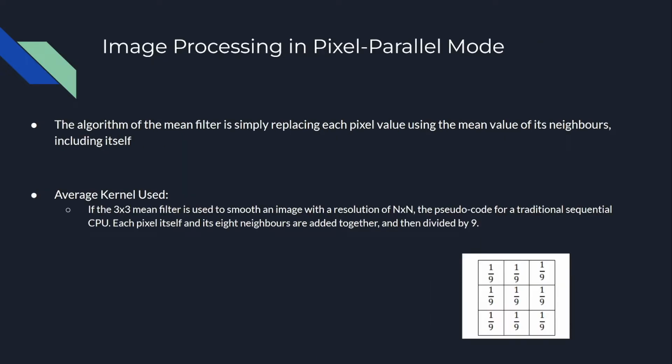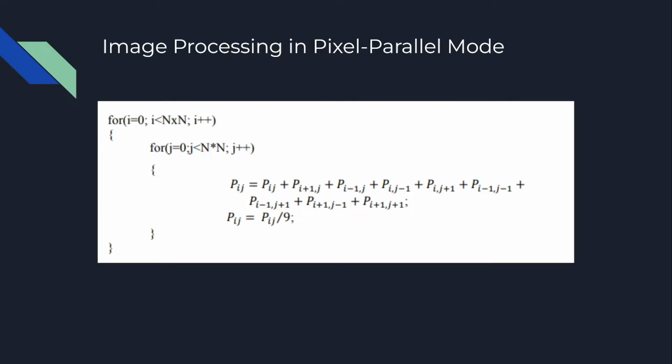So the algorithm of the mean filter is replacing each pixel value using the mean value of its neighbors, including itself. An average kernel is used here on the bottom right. So if the 3x3 mean filter is used to smooth an image with a resolution of n by n, this is the pseudocode for the traditional sequential CPU. Each pixel itself and its neighbors are added together and then divided by 9. As you can see, this is the pseudocode for implementing the filtering. It goes through each pixel, adds up every single pixel in the neighborhood, divides by 9, and then applies the result to the pixel in the middle.